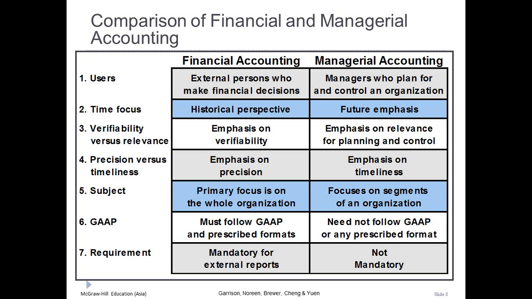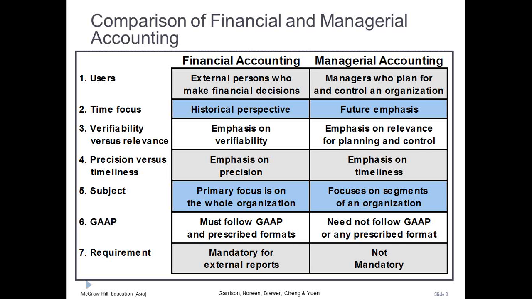Number 3, relevance of data. Financial accounting data should be objective and verifiable. Managerial accountants focus on providing relevant data even if these data are not completely objective and verifiable. Number 4, less emphasis on precision. Financial accounting focuses on precision when reporting to external parties. Managerial accounting aids decision makers by providing good estimates as soon as possible rather than waiting for precise data later.